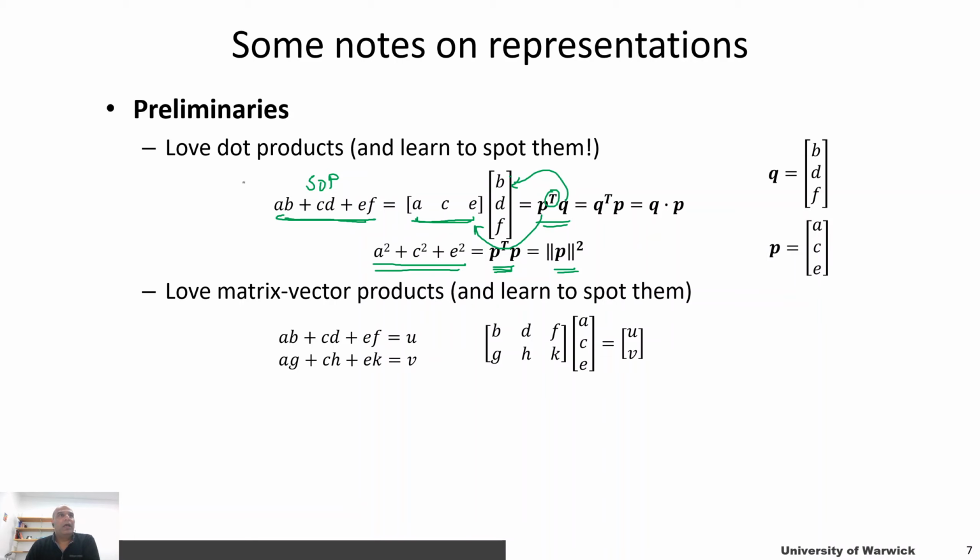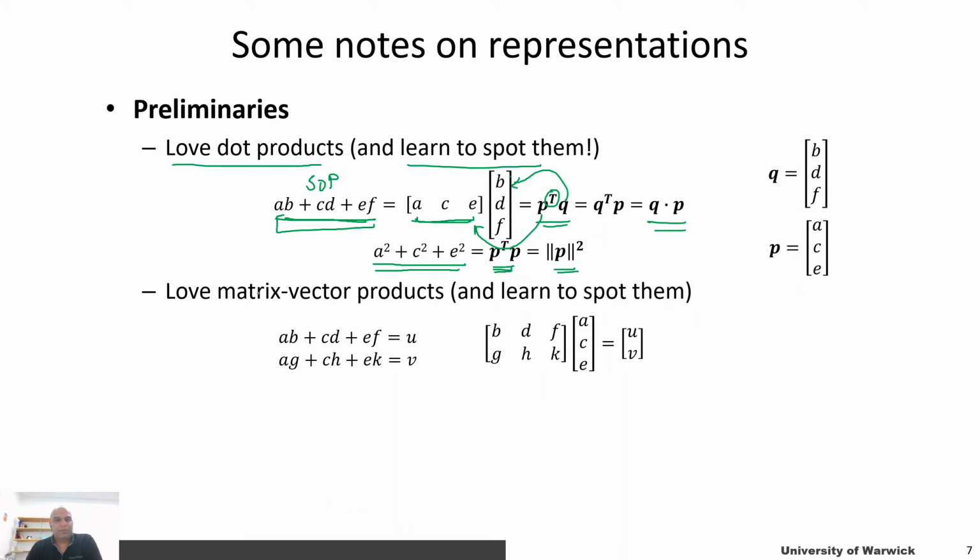Okay, so love dot products and learn to spot them. And wherever you spot them, you should be able to write a more compact representation of a much larger expression, right? So that's the demonstration of that. Not only that, you should also be able to spot matrix vector products. Now, remember, vectors are for when we want to express multiple quantities, but what if we want to express multiple vectors? Then we use matrices, right?